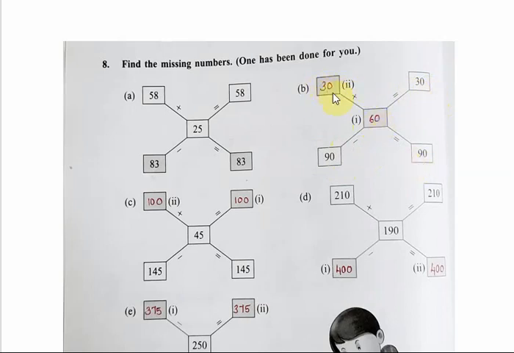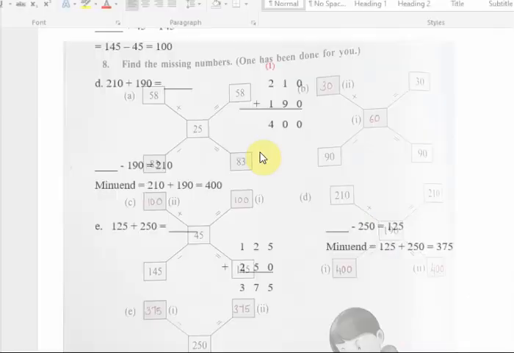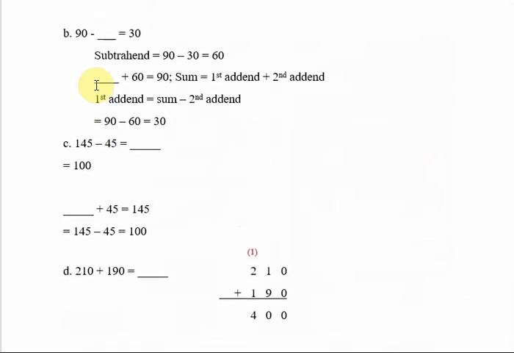For checking, we can do this. 30 plus 60. How much is 30 plus 60? You will get the answer 90. So your answer 30 is correct. Otherwise, in order to find this, you can subtract 60 from 90. 90 minus 60, you will get 30. Like this, you can do here. See, 90 minus dash is equal to 30. We got the first answer, 90 minus 30 is equal to 60.